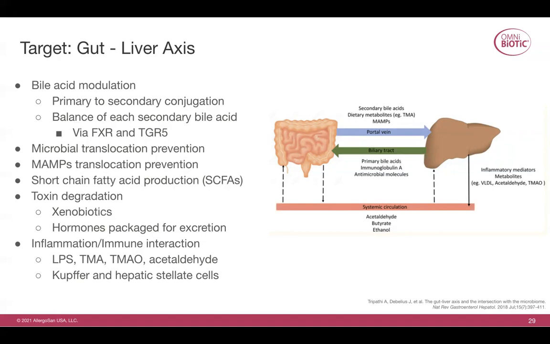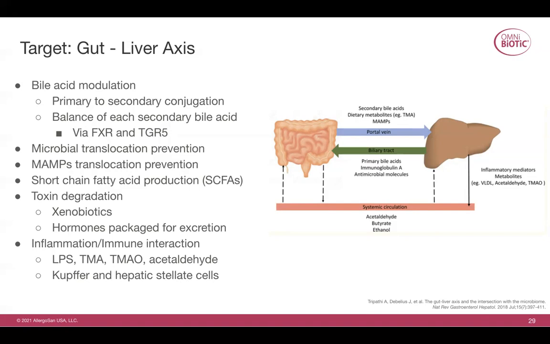The intestinal permeability is up and down regulated by bile acid, AMPs, which are those antimicrobial peptides, acetaldehyde, LPS, TMA, etc. Increased intestinal permeability allows translocations of things not supposed to leave the intestines. Things like PAMPs, which are pathogen-associated molecular patterns, DAMPs, damage-associated molecular patterns, and these patterns are recognized by Kupffer and hepatic stellate cells. They trigger inflammation and have been strongly linked to liver fibrosis.